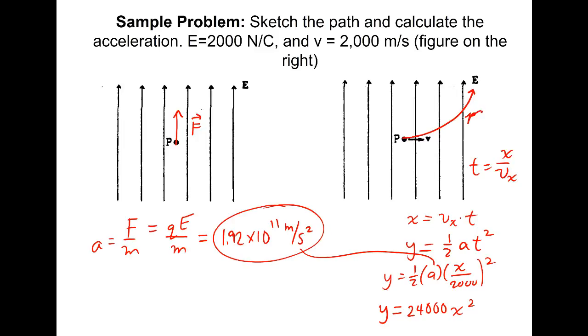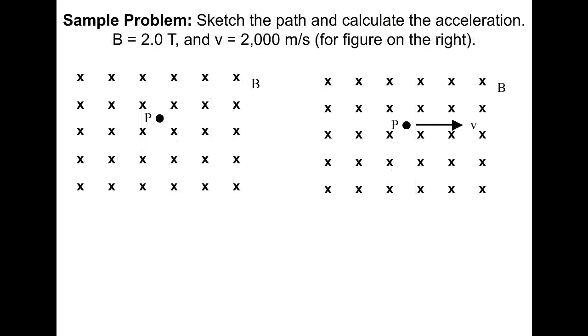Okay, now it's very important to note that this is a parabola. Okay, so that's the path. Now it should be a lot sharper than this. It probably is more like that. In real life, you won't even be able to tell it was a parabola because of this ridiculous acceleration value. Okay, now what if we replace the electric field with magnetic fields?